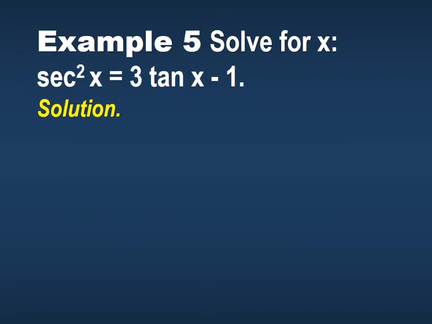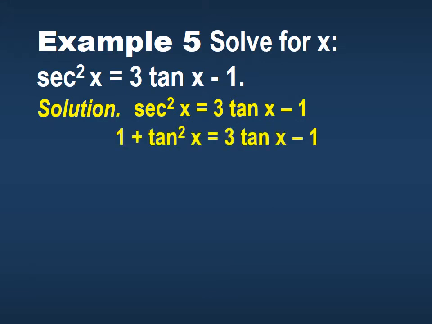All right, next example, we have secant squared x equals 3 times tan x minus 1. So now I have two trig functions. I have secant and tangent. So I'm going to use my identities so that way I can make them look similar. I know that secant squared x can be rewritten as something that has tangent. So secant squared x is the same as saying 1 plus tangent squared x. So I'm going to go ahead and rewrite that. And now you notice I have tan x, which is great because now I can solve.